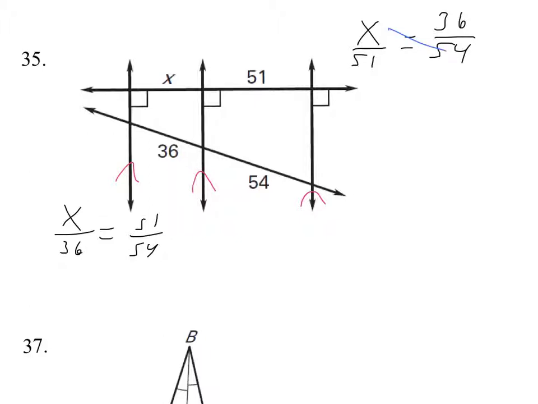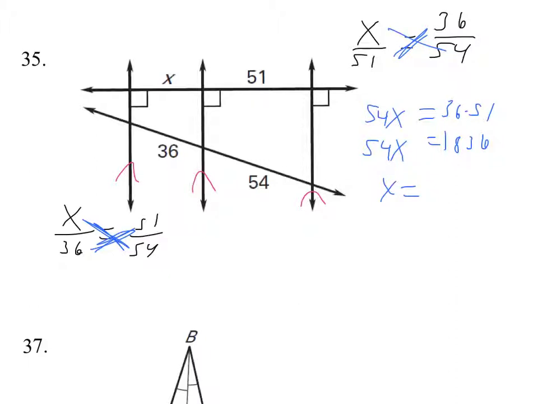We cross multiply. 54 times x, that's what you would do in this case also, equals 36 times 51. So 36 times 51 is 1,836. So now we just need to divide that by 54, and it equals 34 exactly.